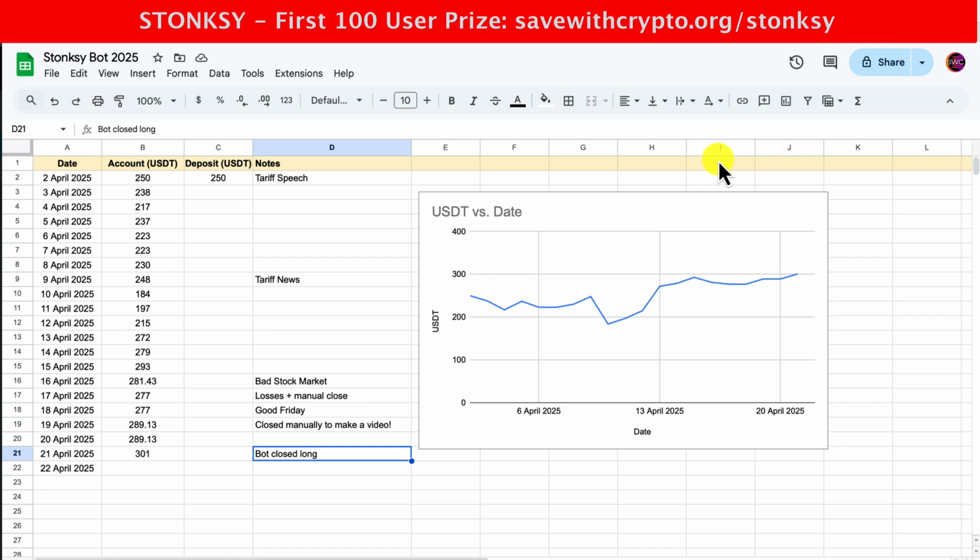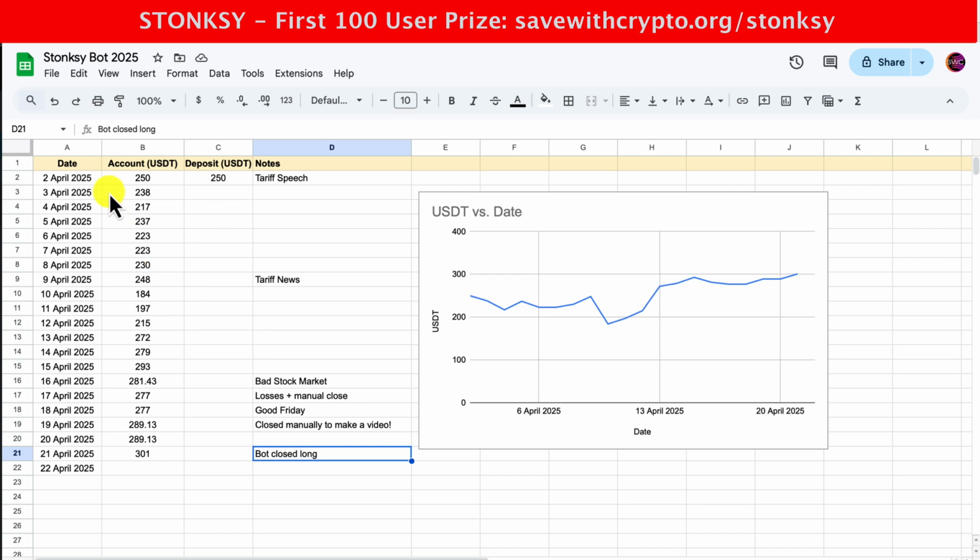I've been testing out both the Stonksy indicator that you can find out about by going to savewithcrypto.org/Stonksy, and also the Stonksy bot, which is part of the whole thing. Basically, if you've got a Stonksy account, you're entitled to use the Stonksy bot on Blofin. This is a completely automated system. If you like, you can just set it and forget it. I'm not doing that. I've set a few parameters within it just to make it a bit more personal, and also I'm quite interested in compounding the gains as well.